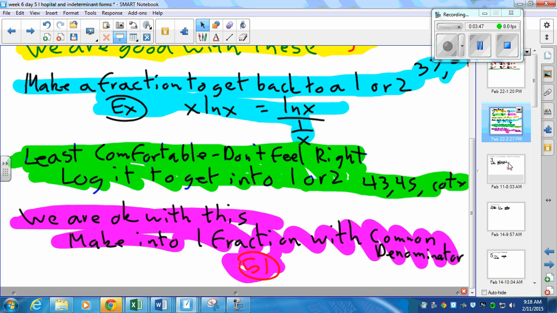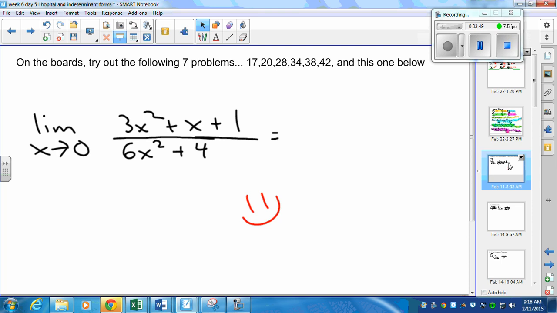So now, up on the boards, I want you guys to try the following 7 problems out: 17, 20, 28, 34, 38, and 42 from the section we're in. I don't even know what section that is, but it's on the same page as your homework from last night. I think 17 was one that was your homework, but I just want you guys to talk through it. And then also this one here that I made up, this limit as x goes to 0. So you can pause the video, go up to the boards, try these out, pace yourself. Once you feel okay with it, talking through it with your friends, then we can resume the video.